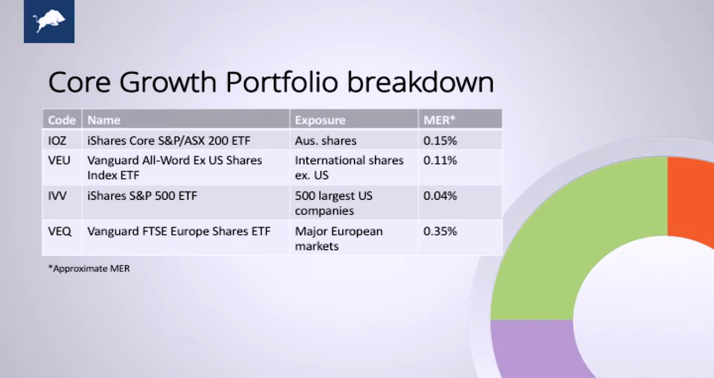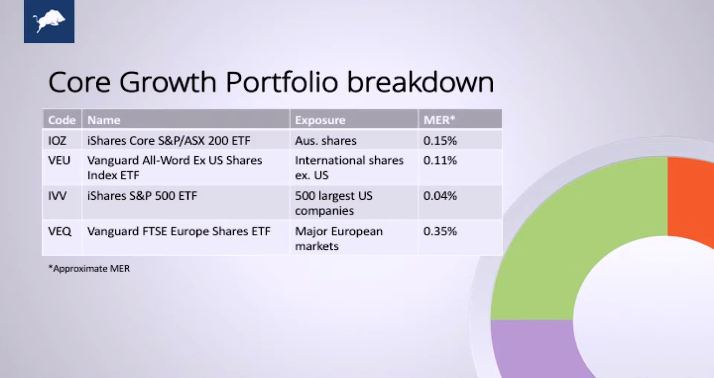The management expense ratio, so the actual cost to you as an investor here, you can see is 0.15%. Now, that's our Australian equity exposure. Onto the international, and we've got a couple of different ones here, of course, to get us broad diversification around the globe. We've got the Vanguard All World ex-US index.